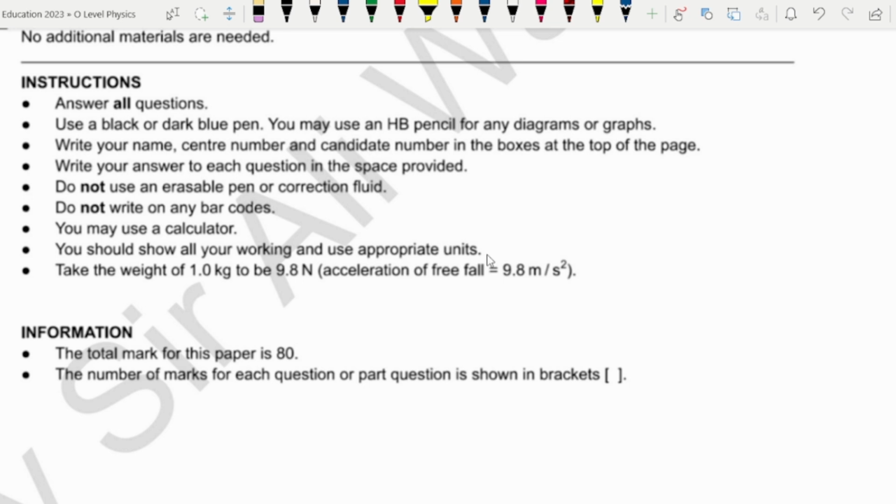Another change is they have changed the value of small g, the gravitational field strength or the acceleration of free fall, from 10. Previously we used to take it as 10, but now they have made it more precise, that is 9.8. So wherever we have to plug in the value of small g, we don't use 10, we use 9.8 newton per kilogram or 9.8 metre per second squared.